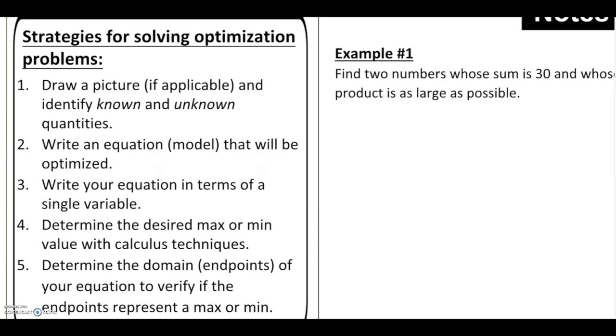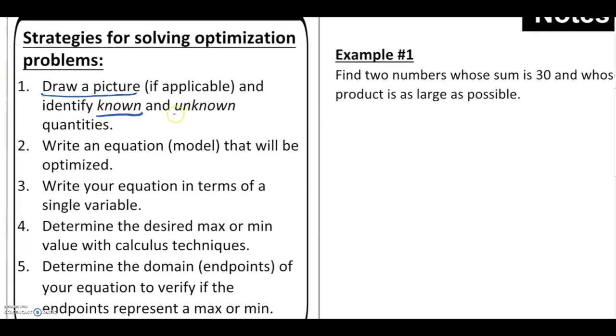I can give you a general list of strategies for working with problems that involve optimization, and then we'll get into what those problems actually look like and what is going to tell you that you are trying to optimize some value. Step one, and a very important strategy, is to draw a picture if there is a visual that we can create. And we're also going to identify any known and unknown quantities.